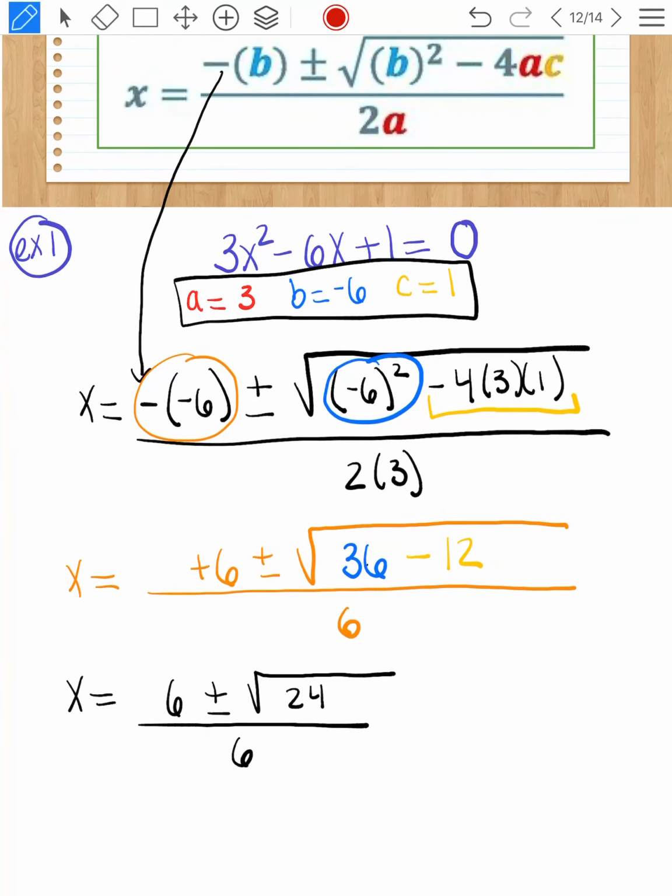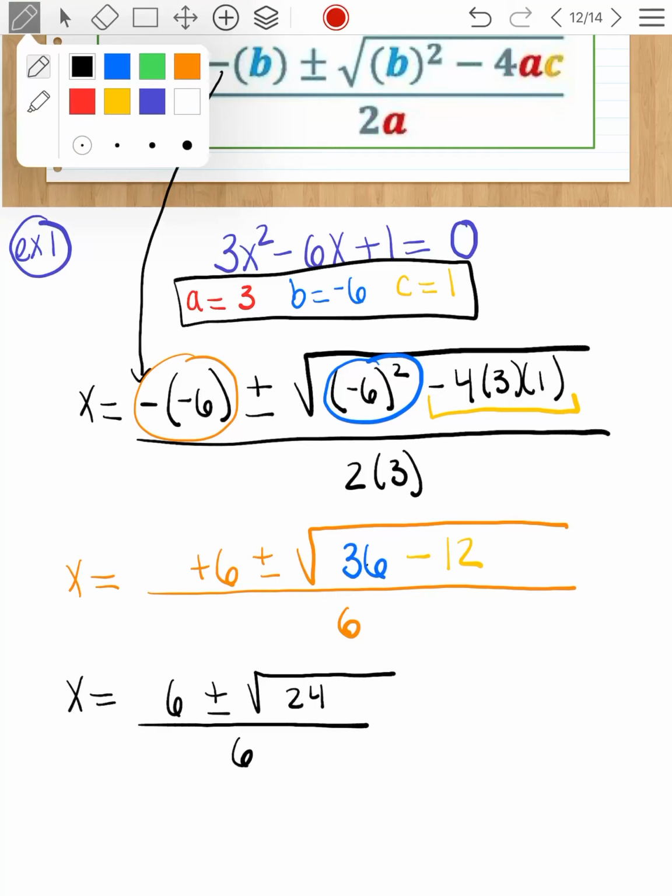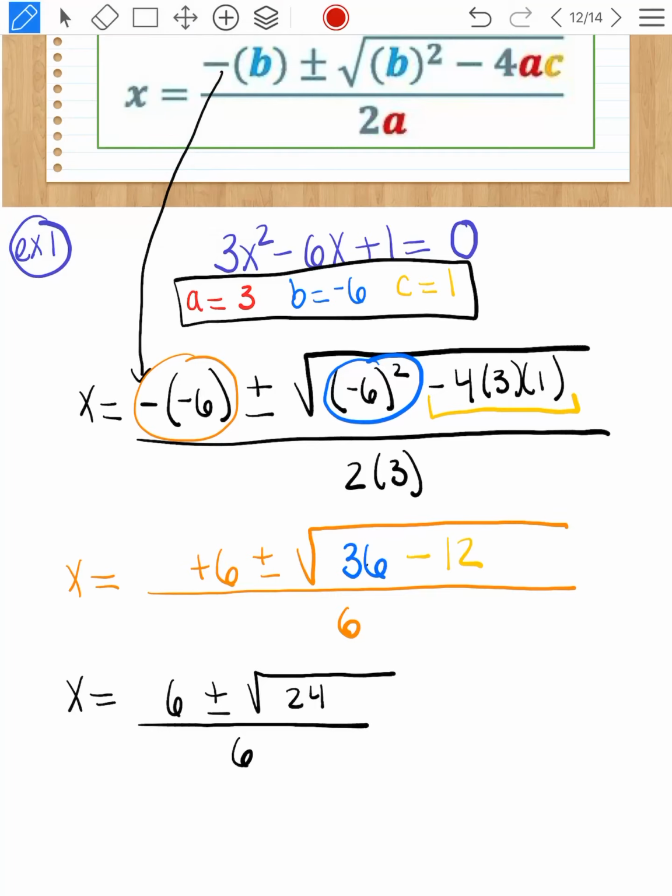So now I'm really close to the end. I just want to split it up so that I can show that I have my two solutions. So basically, my two options come from this plus or minus. So I have the choice where x could equal 6 plus the square root of 24 divided by 6, or x could equal 6 minus the square root of 24 divided by 6. And you can leave it like that if you want, because 24 is not a perfect square.